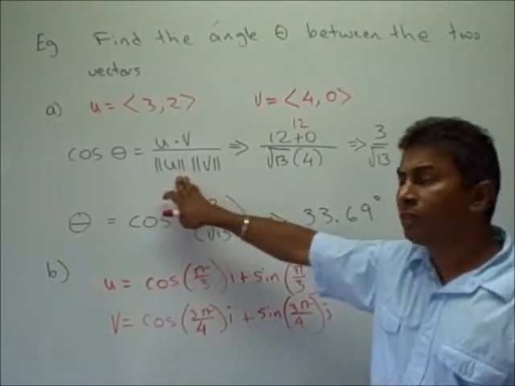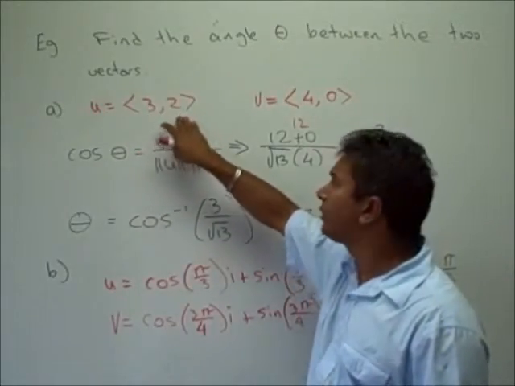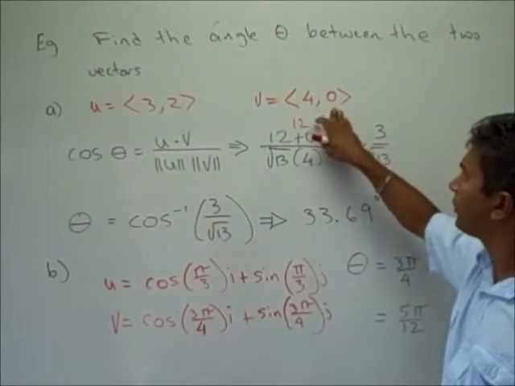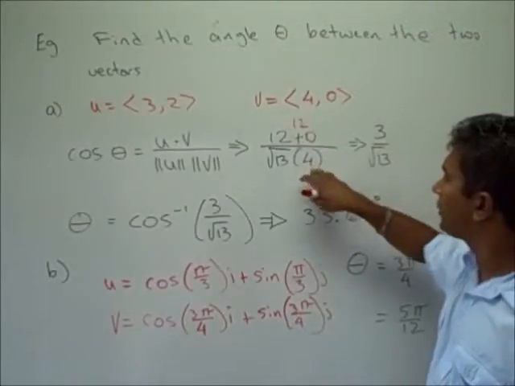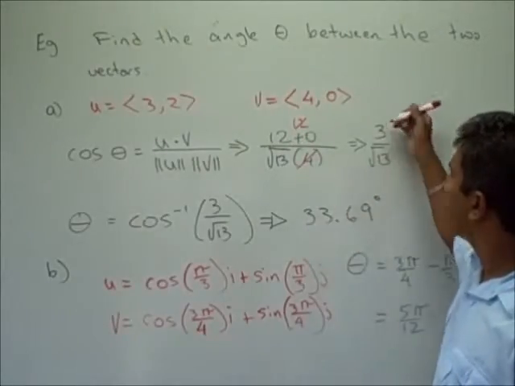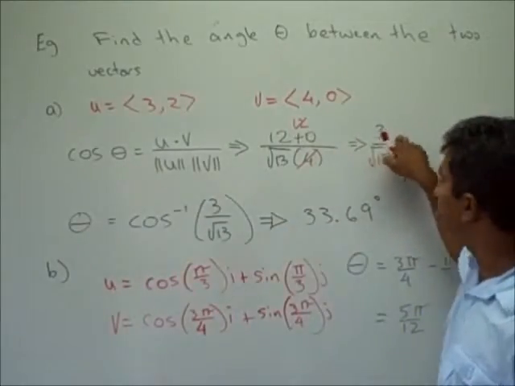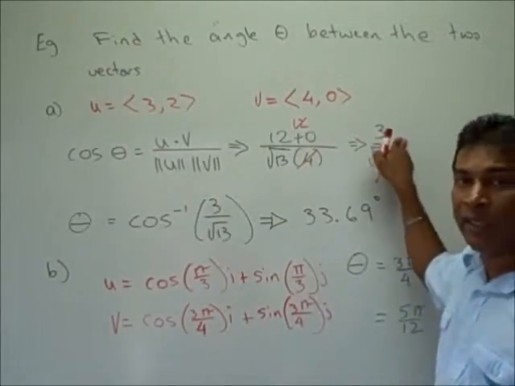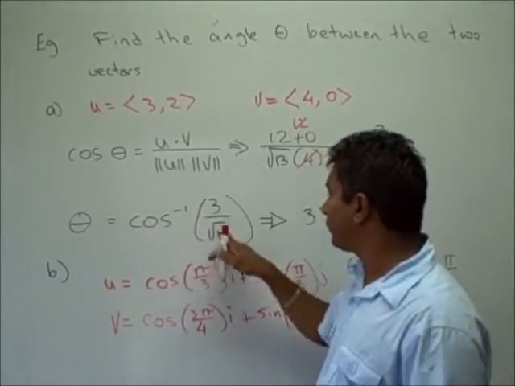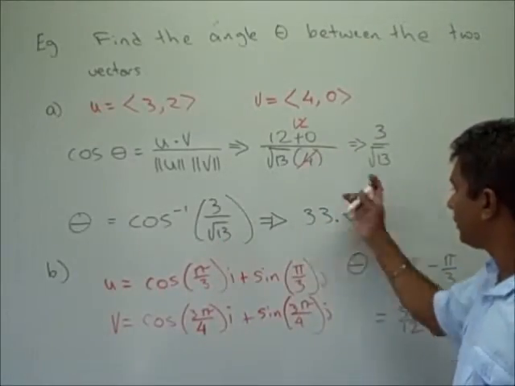To find the magnitude of u, this would be 3 squared plus 2 squared, so that's 9 plus 4, which is 13, and the square root of 13. For v, this would be 4 squared plus 0 squared, which is the square root of 16, which just gives us back 4. If we simplify the 4 and the 12, we get 3 over radical 13. So cosine of theta is equal to 3 over radical 13. Now to find theta, we can take the arc cosine of this. So theta is equal to the arc cosine of 3 over radical 13, which gives us approximately 33.69 degrees.